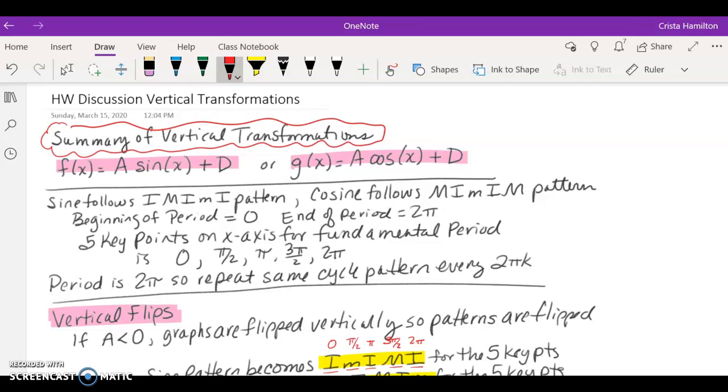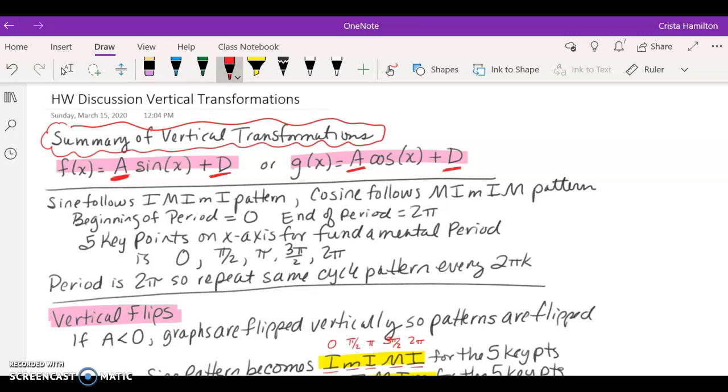Just a real quick summary of the vertical transformations that were covered in the Desmos activity. When you only have vertical transformations, we're looking at a scale factor in front of the function and then an addition at the end. We're calling the scalar multiple in front A, and what's being added D.